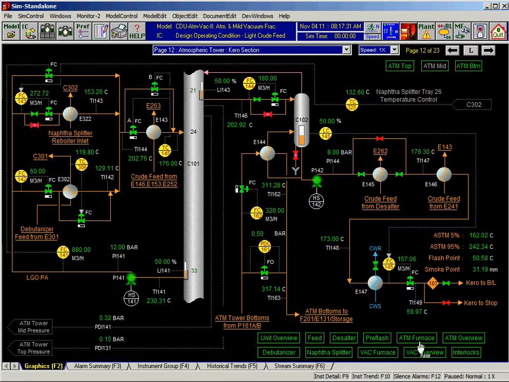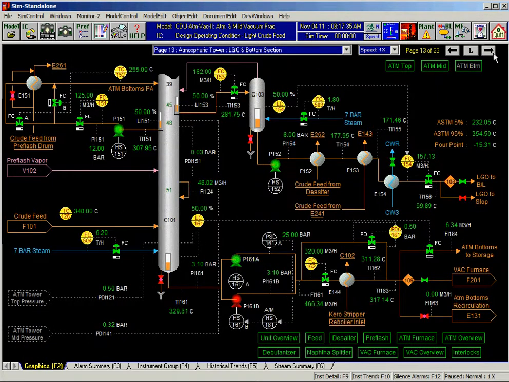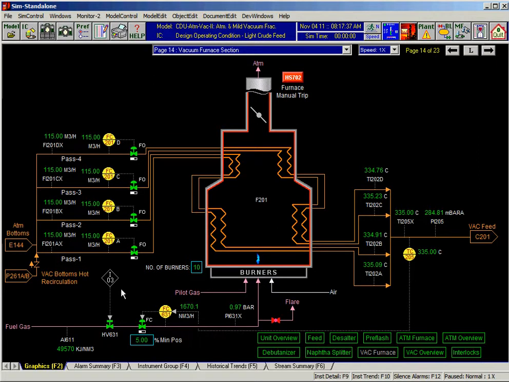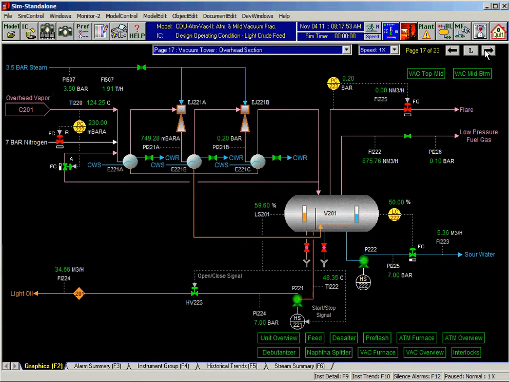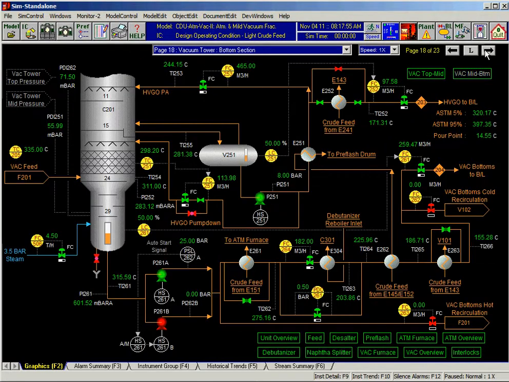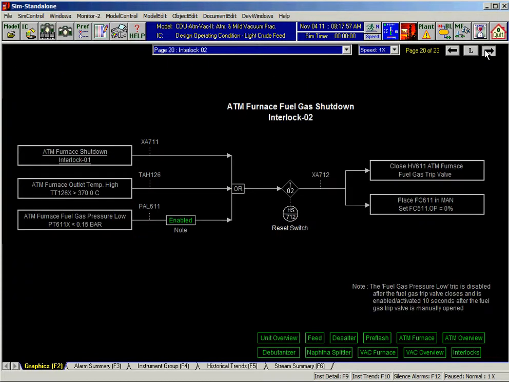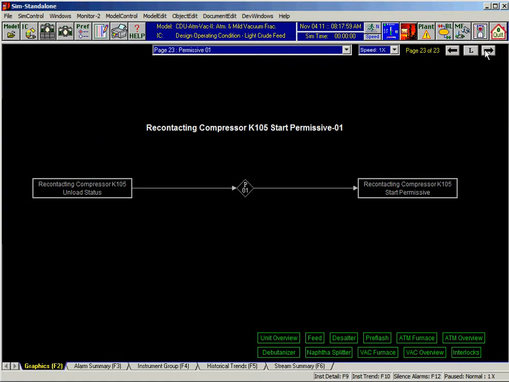Then we have atmospheric detail sections here, and bottom section. Then we have vacuum furnace and overview section, slightly different here. Here draw goes to a side tank, and then from here we are moving it. And then we have some more detail pages and overhead section, bottom section, and then again trips and interlocks. So this is more a European design in a mild vacuum.